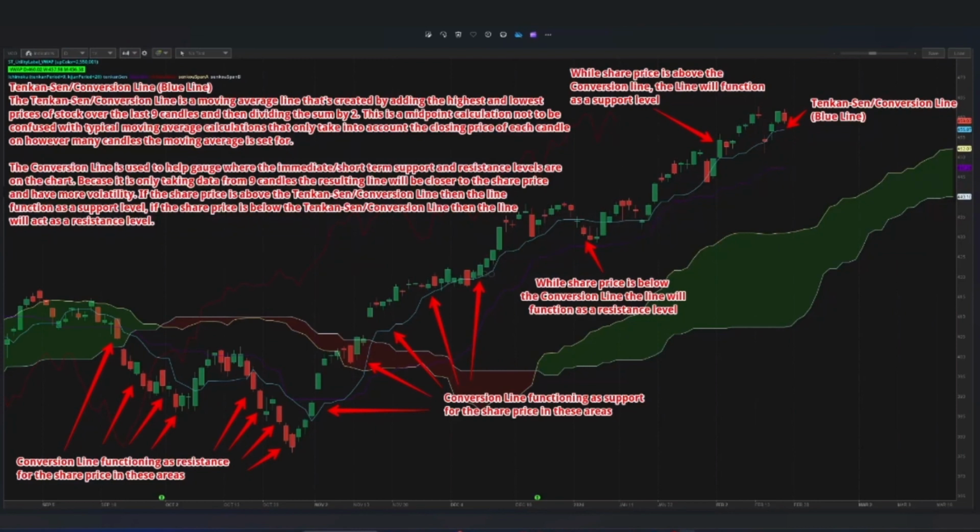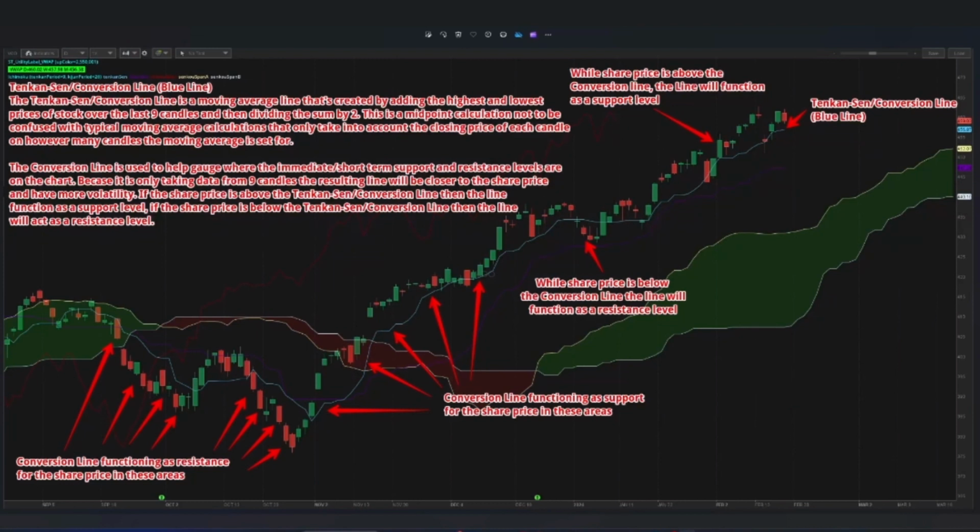The difference between a midpoint calculation and a more common calculation we have for moving averages in the West, like simple moving averages, for example. To get the calculation for a simple moving average, which is very commonly used, we take the closing price of each of the candles for however long that moving average is. So if it's a 9 candle simple moving average, we'll be taking the closing price of the last 9 candles, adding that together, and then dividing by 9. But the difference here is that the Tenkan conversion line is using a midpoint calculation.